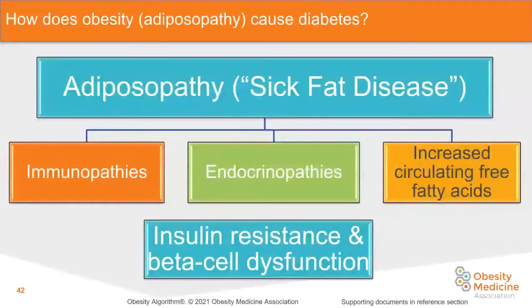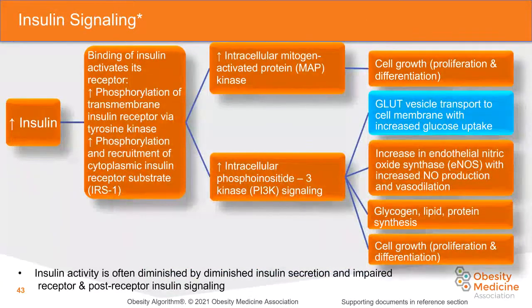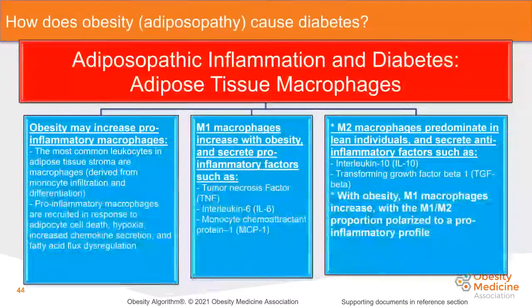All right. So what about increasing blood sugars? Very simply, sick fat causes the immunopathies and the endocrinopathies, an increase in circulating free fatty acids that contribute to insulin resistance and beta cell dysfunction. Here's insulin signaling, which I'm sure all of you know, where in patients who have insulin resistance and such, that's usually, not always, usually due to post-receptor insulin signaling abnormalities. But this is what insulin is supposed to do. But again, if you do have these endocrinopathies and immunopathies, that contributes to impaired responsiveness to insulin.